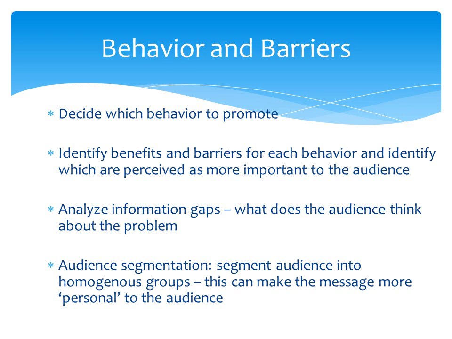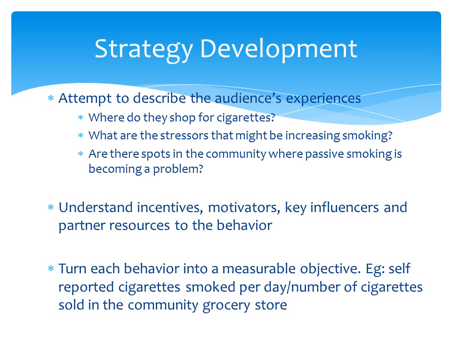Next stage is the stage of strategy development. In this, an attempt has to be made to describe the experience of the audience and a strategy developed accordingly. For example, you need to know where they shop for cigarettes, what are the stresses that might be increasing smoking, and identify any spots in the community where passive smoking is a problem. The incentives, motivators, key influencers, and partner resources to the behavior must be understood. It is always valuable to turn each behavior into a measurable objective. For example, obtaining the number of cigarettes that are sold in the community store or self reported cigarettes smoked per day.